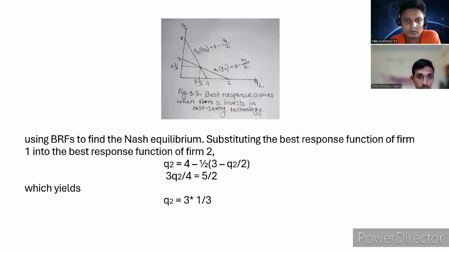Next. In figure 3.3, we simultaneously see farm 1's best response function and farm 2's best response function. The equilibrium is this point, where the two best response function graphs cross each other. So, using the best response functions to find the Nash equilibrium, we substitute the best response function of farm 1 into the best response function of farm 2. After manipulating, we find farm 2's equilibrium output is 3 and 1 by 3.